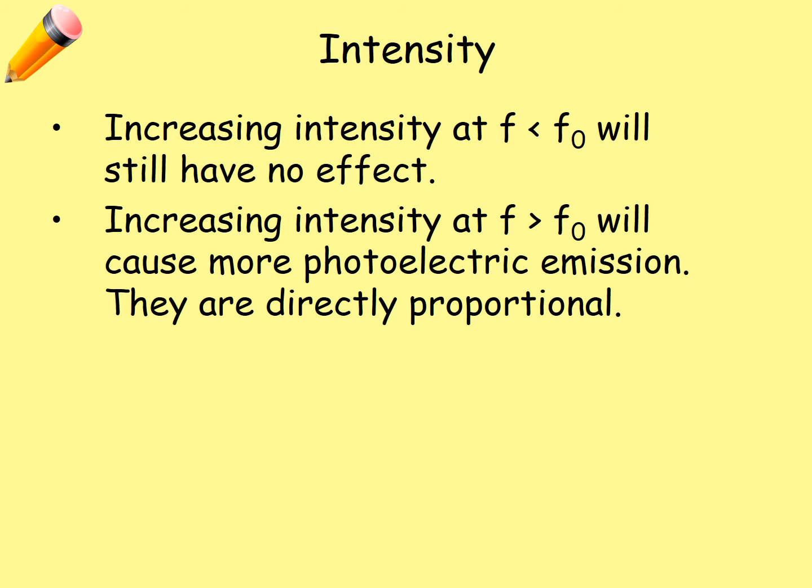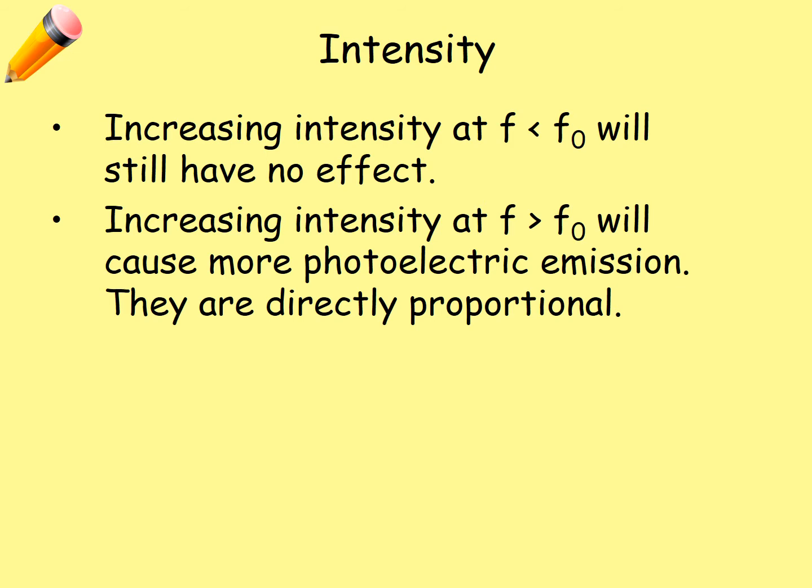If we increase the intensity, that means we have more photons per second. More photons per second on the surface means more electrons released from the surface per second. So increasing the intensity of photons of sufficient frequency and sufficient energy means that we're going to get greater photoelectric emission. More electrons are going to be released from the surface per second.